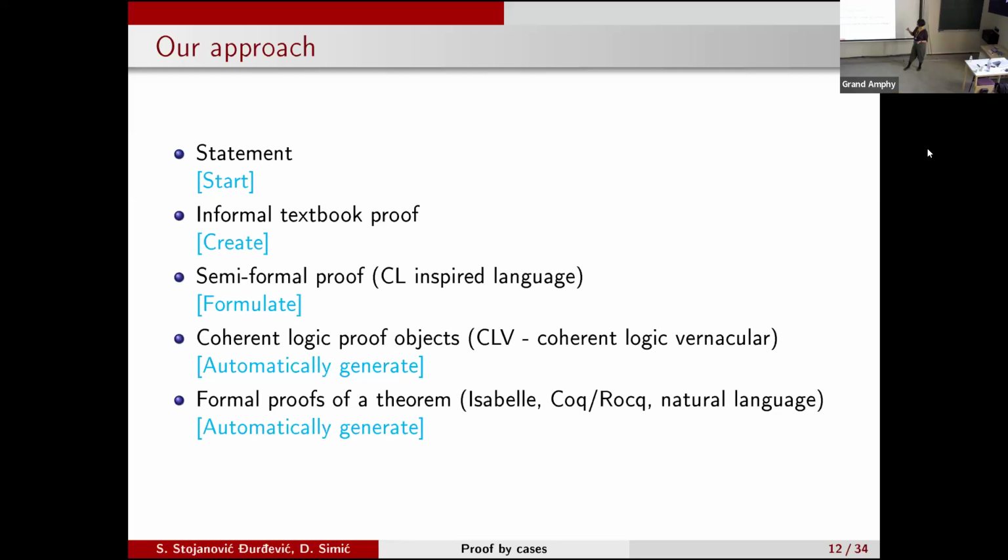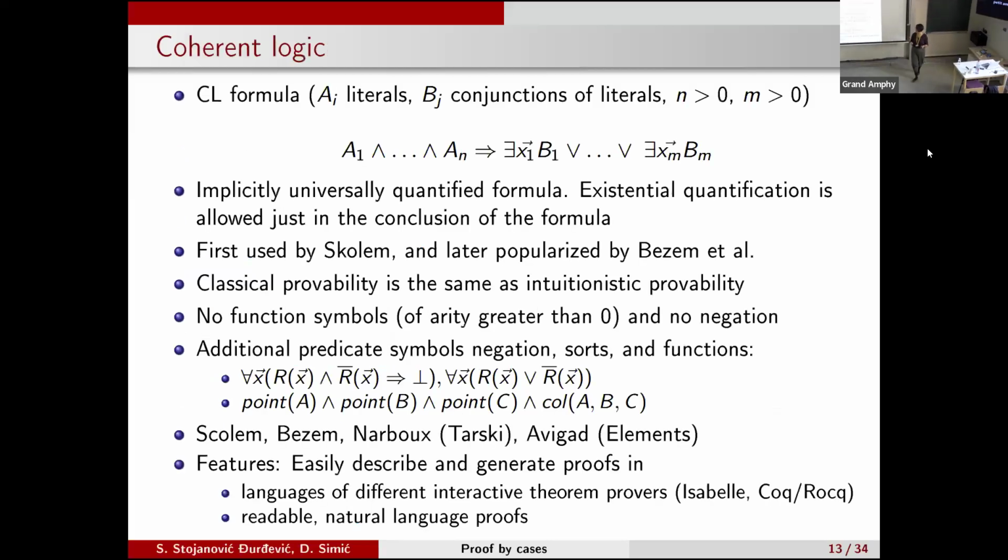Nothing is hard-coded in the system, except for the coherent logic. The statement is, of course, given as input, along with a set of axioms or definitions. Everything just needs to be formulated in coherent logic. After that, we generate proof objects in coherent logic, which we can translate to whichever languages we want to work with. So let's look at a coherent logic formula.